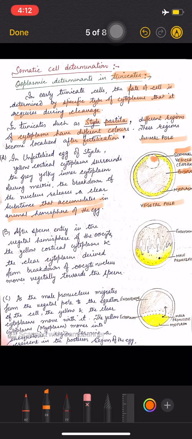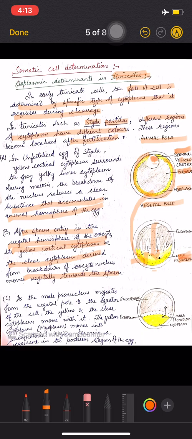Now in the next diagram, you can see that a male pronucleus is present. Where did the male pronucleus come from? By the entry of the sperm. After sperm entry in the vegetal hemisphere of the oocyte, this is the vegetal side, so from here the sperm enters. When it enters, the yellow cortical cytoplasm and the clear cytoplasm move vegetally towards the sperm nucleus. In this diagram you can see that this yellow myoplasm has come to the vegetal pole. Plus this clear cytoplasm also starts migrating from here towards the vegetal pole, right?